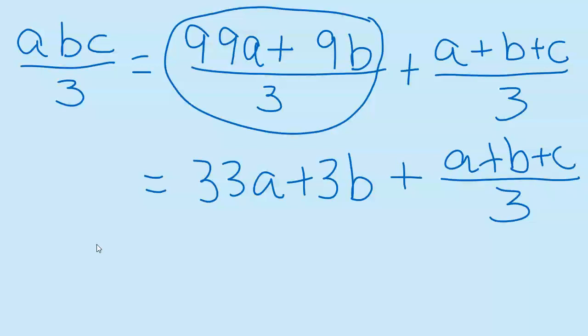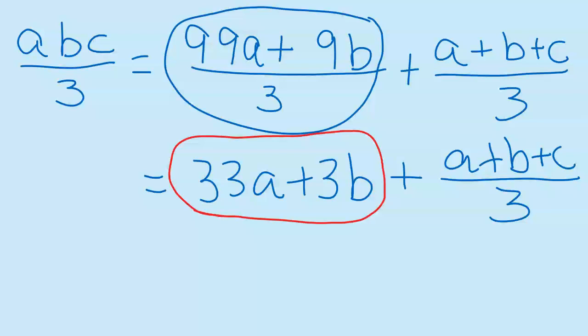But that looks kind of complicated, but if we think about it, it's really saying everything we need to know. Here's why. The 33A and the 3B are both integers.